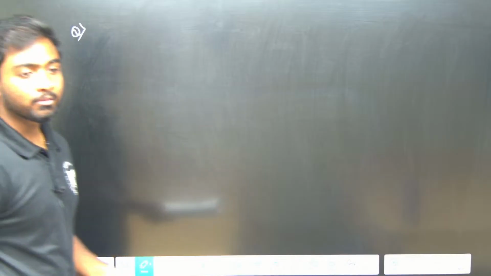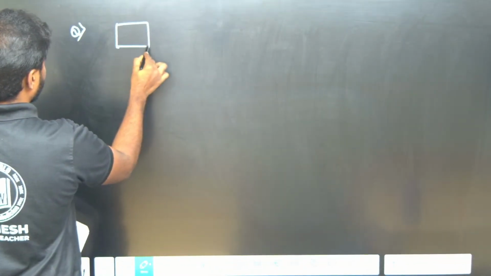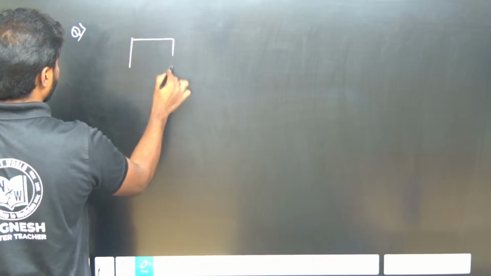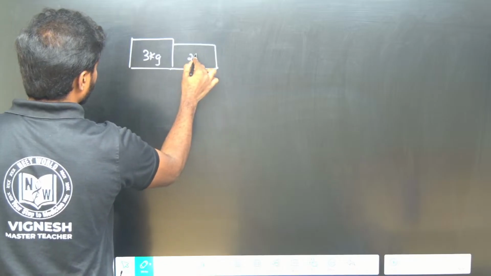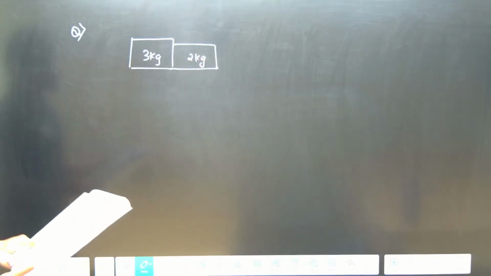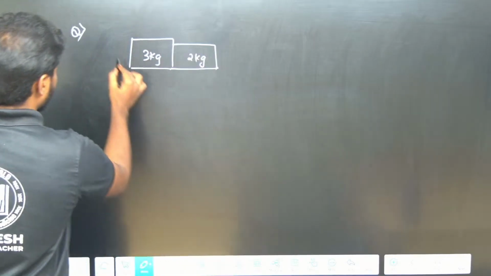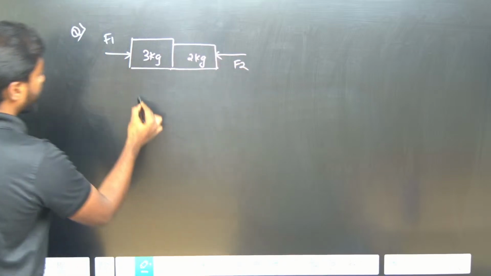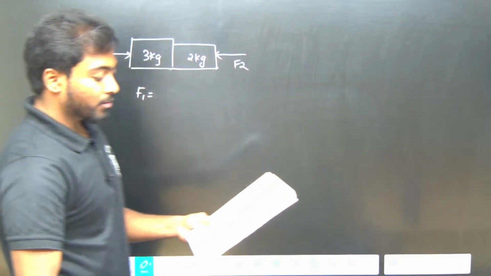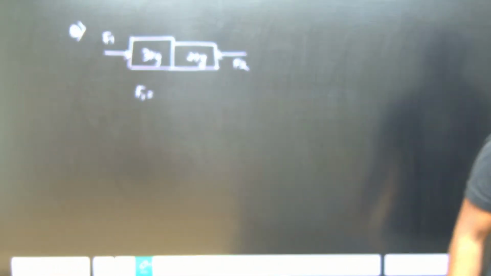Okay. So the question is, there are two blocks. One is a 3 kg block and one is a 2 kg block. Let me write that here. 3 kg and one more is 2 kg. Now two forces are acting, F1 in one direction and F2 in the opposite direction. F1 is equal to 100 Newton and F2 is equal to 25 Newton.